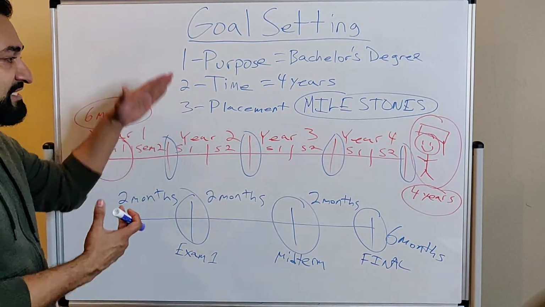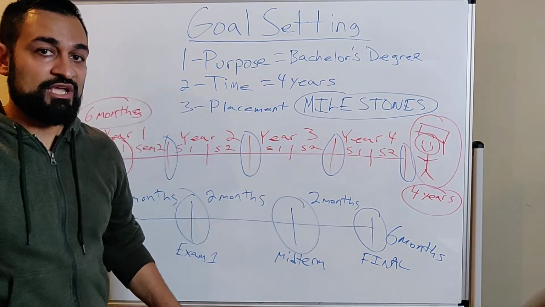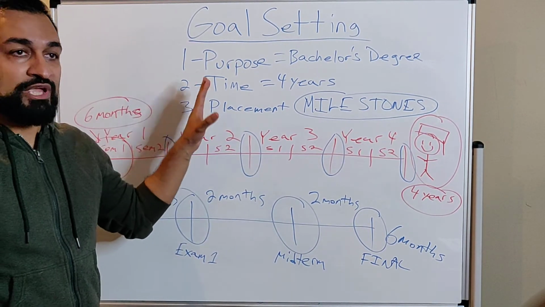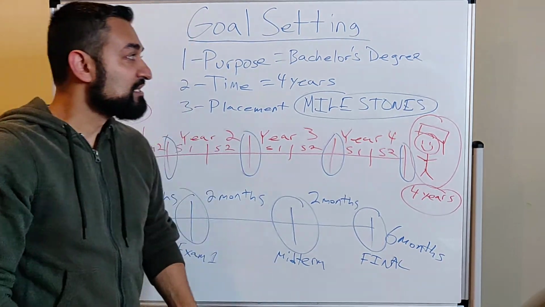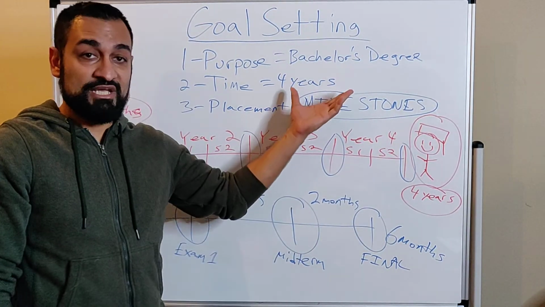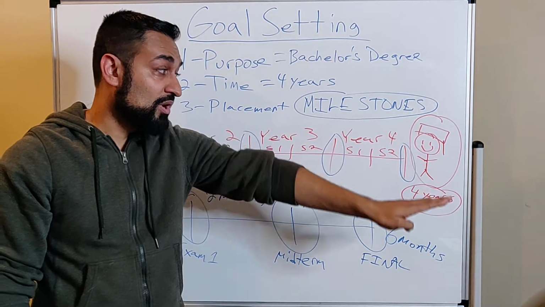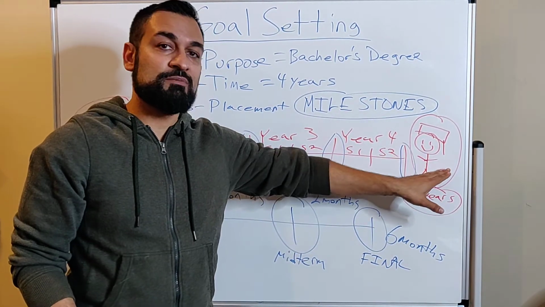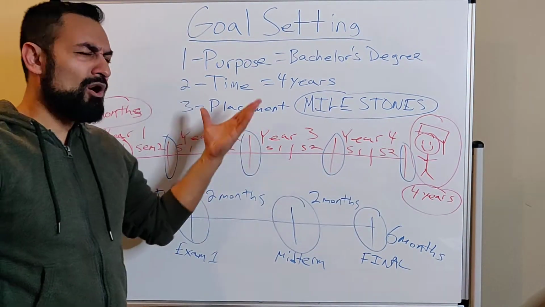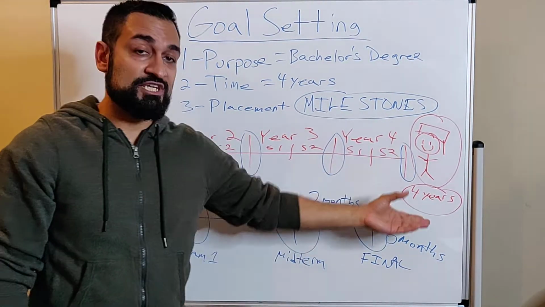So this is how you set it up. You identify first, what is your purpose? What are you trying to achieve? In this situation, it's a bachelor's degree. So I wanted to identify this first. What do I want to do? I want to become this. How long will it take me? It'll take me 4 years.